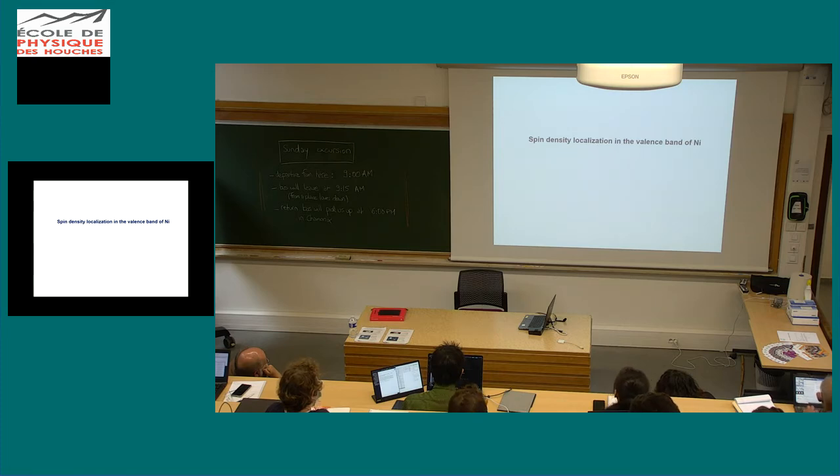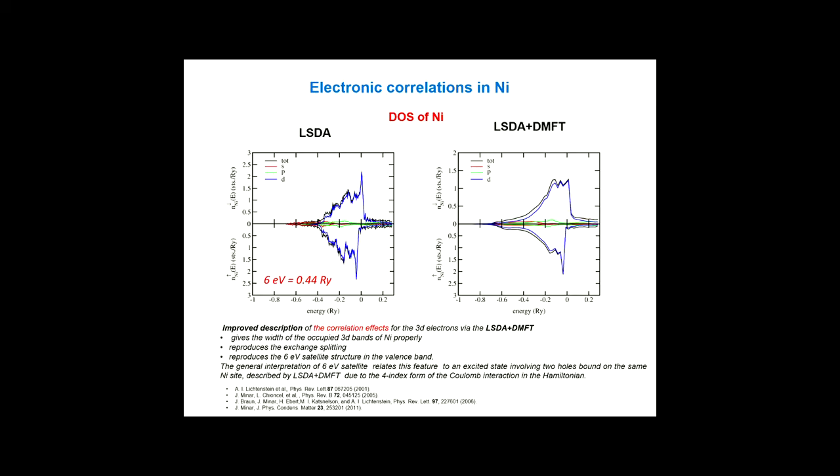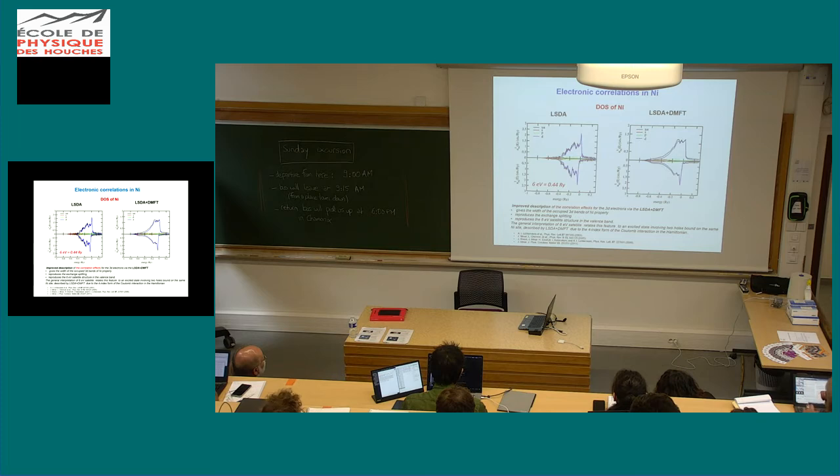Next topic I will discuss is the spin density localization in the valence band of nickel. So we started from the description of the valence band of nickel done by LSDA and LSDA plus DMFT, and it is known that LSDA plus DMFT improved the description of the correlation effects for these 3D electrons and gives the weight of the occupied bands of nickel properly and reduce the exchange splitting, and also reproduce this 6 eV satellite in the valence band.